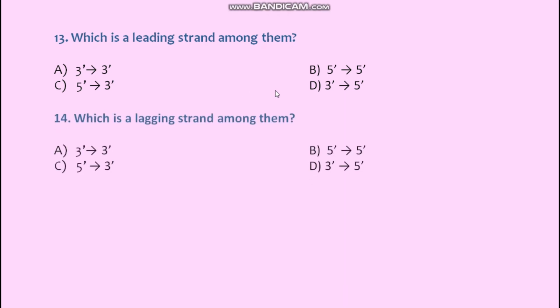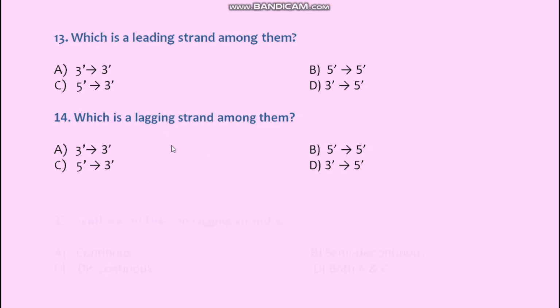Next question. Which is a lagging strand among them? So the lagging strand is 5', 3'. On this strand, the synthesis of DNA is discontinuous. It takes place in the form of small fragments, because DNA synthesis can only take place in the 5', 3' direction, and on this strand it takes place from the opposite side. So basically it takes place in the form of small fragments.